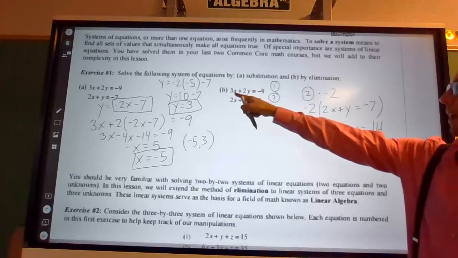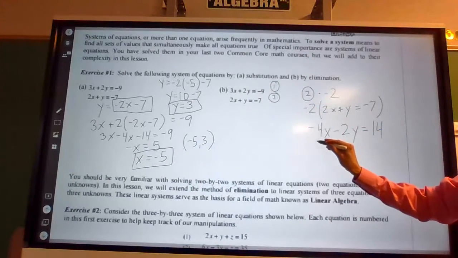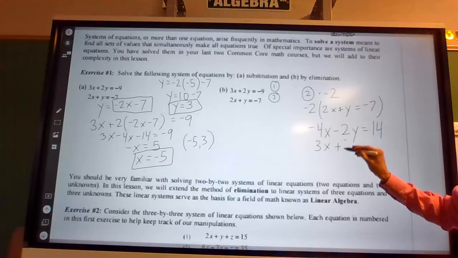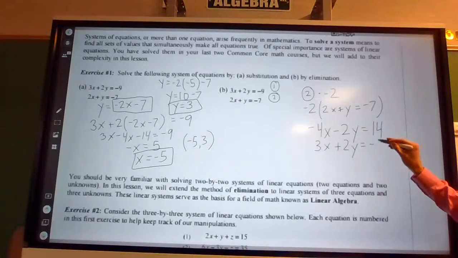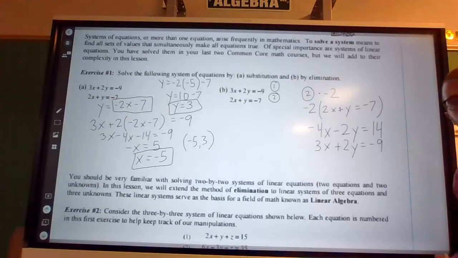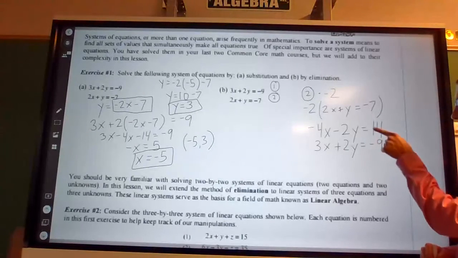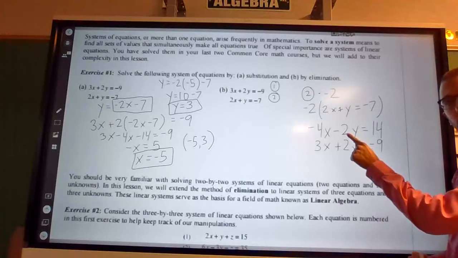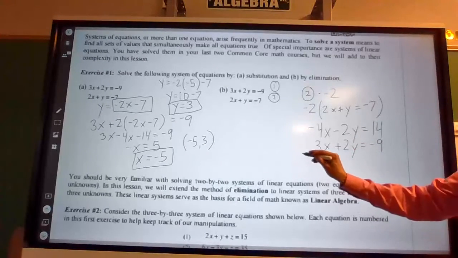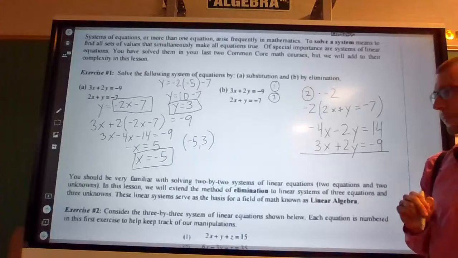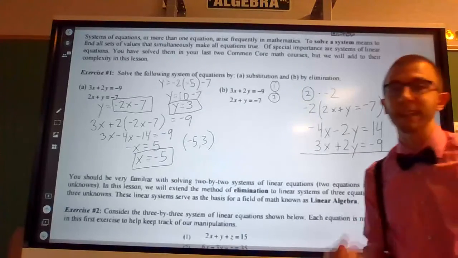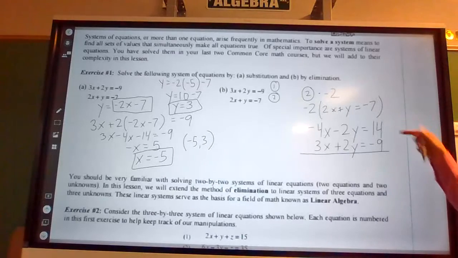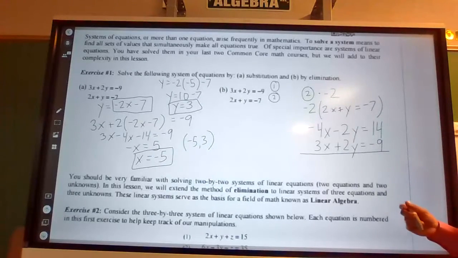Okay, now I'm going to take my first equation and just rewrite it under this new equation. And what's happening here? Hopefully you guys can see that my y's now have opposite coefficients. One is a negative 2, one is a positive 2. So with that, we can now use the addition property of equality. Okay, we can add these two equations together.